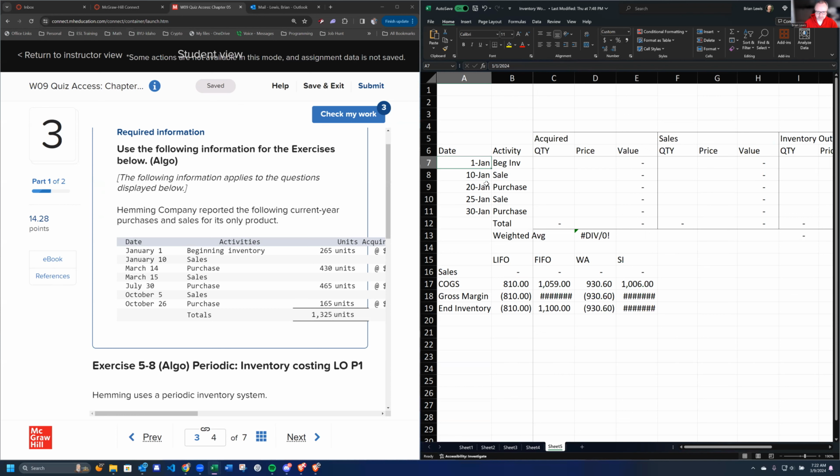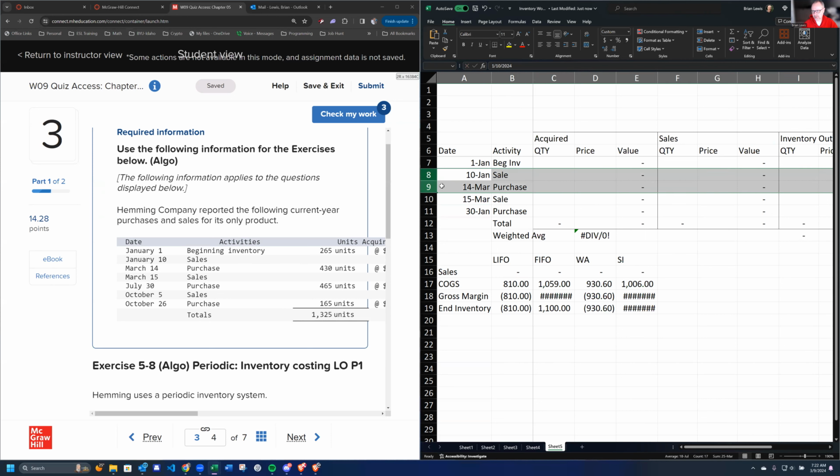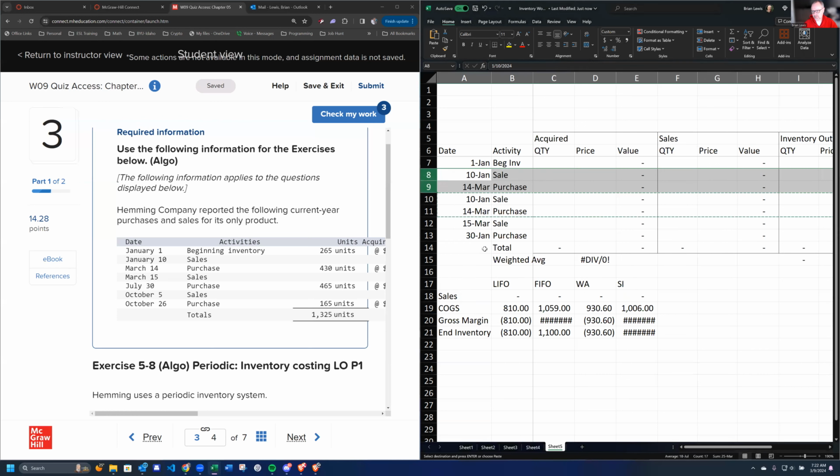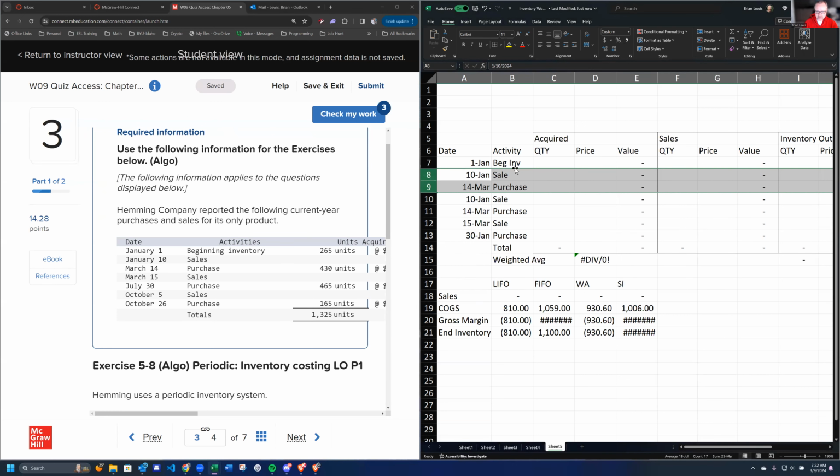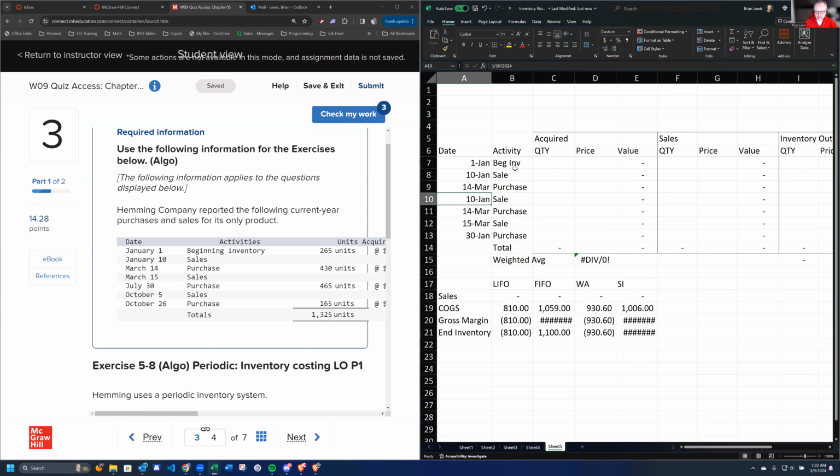So let's see. Actually, we need, how many do we need? We need at least 2. So let's just copy in here. Copy, insert, there we go. Okay, so we've got 1, 10, 14, 3, 15, 7, 30, 10, 5, and 10, 26.